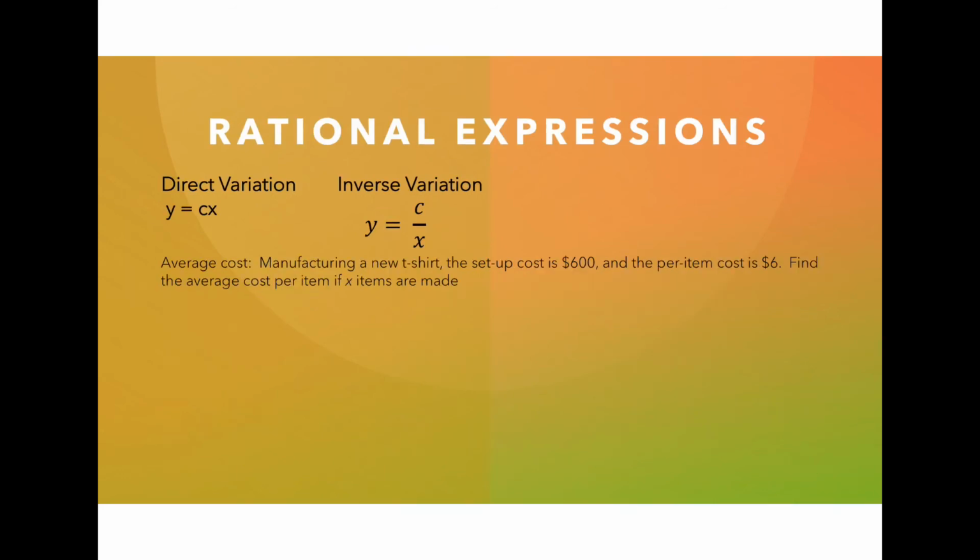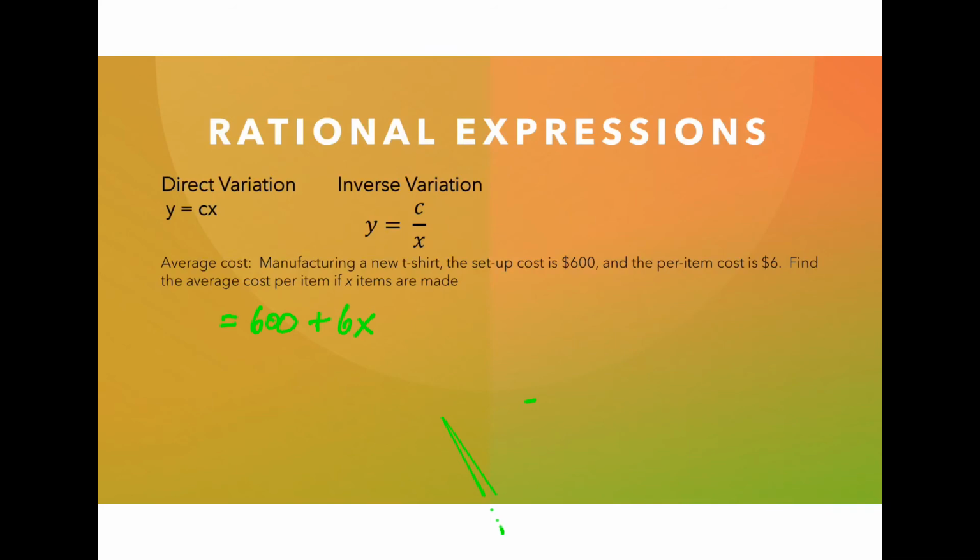All right, let's look at another example here. Here we're talking about average cost. We say manufacturing a new t-shirt. The setup cost is $600 and the per item cost is $6. So maybe 600 is just the big old setup, so that never changes. But for each item that we make, it's going to cost us $6. So we're going to add to our cost.